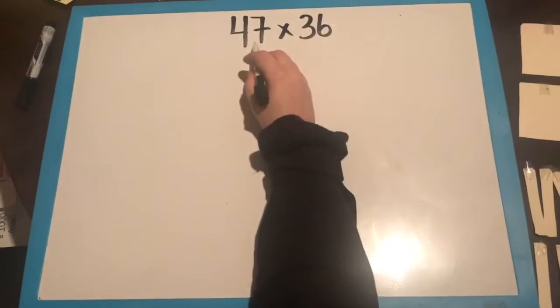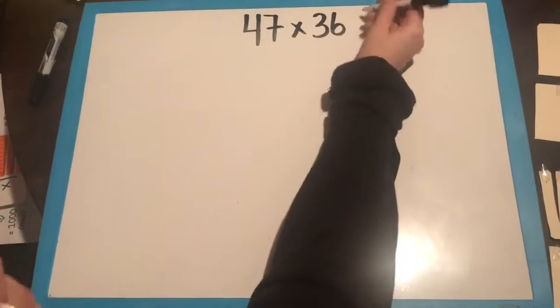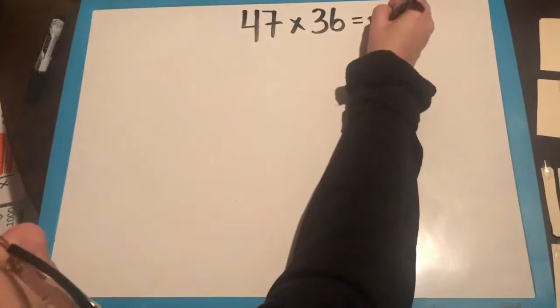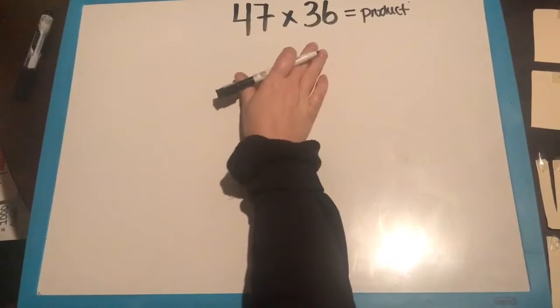Today we're going to be dealing with 2-digit by 2-digit multiplication. Anytime we multiply any factor by another factor, our answer is always going to be known as our product. So what we're looking for in this example is the product of 47 and 36.